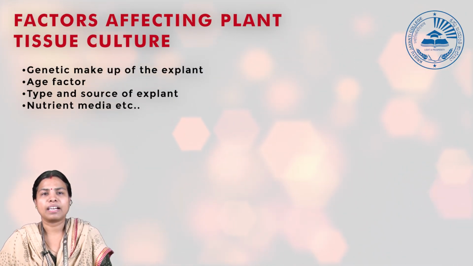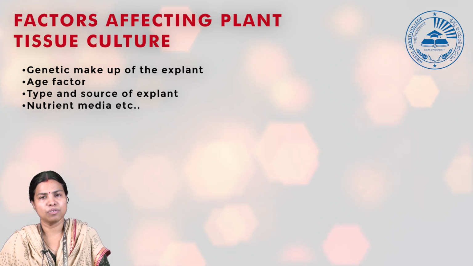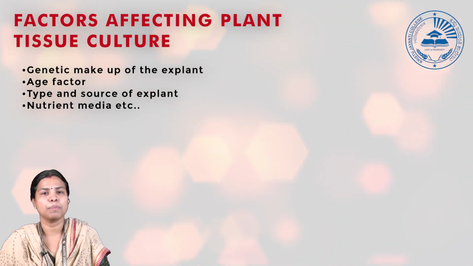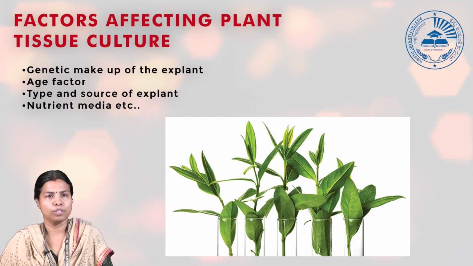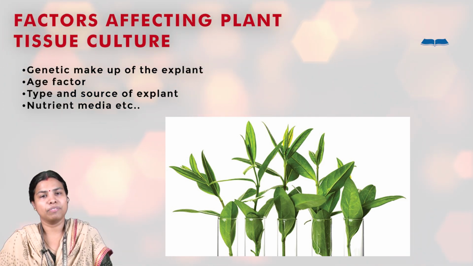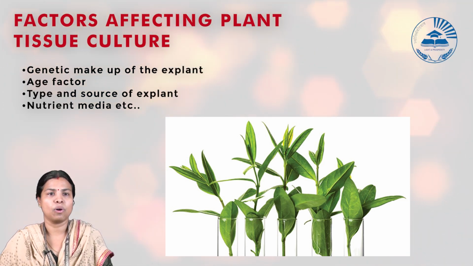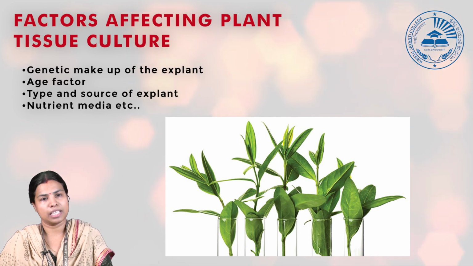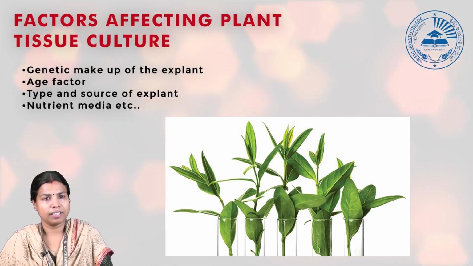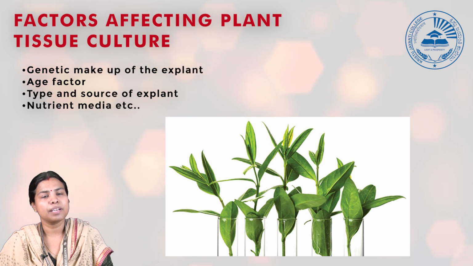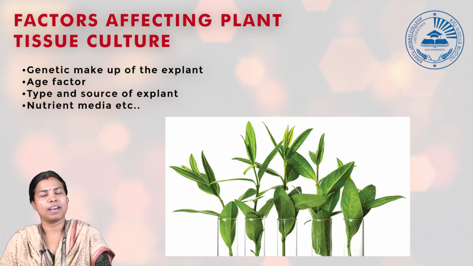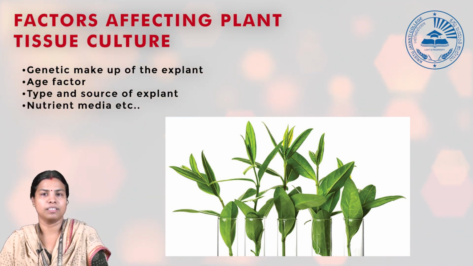So moving on to the factors affecting the result of your plant tissue culture, you have to be sure about the genetic makeup of the plant, whether it is haploid or diploid or polyploid. The age of the plant which you have chosen also matters a lot. The type and source of the explant: from which part you are taking, and which type of plant the explant is taken from. Then the nutrient media which you have used. So these are the factors that will affect your plant tissue culture.